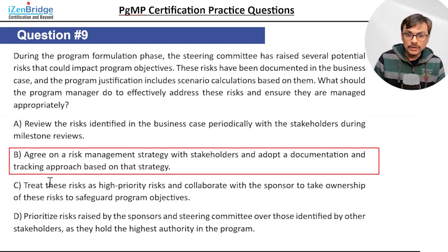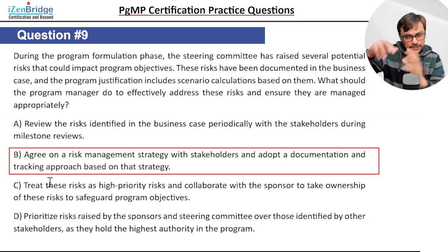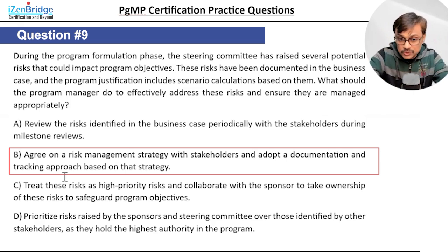Option B, agree on a risk management strategy with the stakeholders and adopt a documentation and tracking approach based on that strategy. Open-ended, great. So I will say, guys, let's have a risk management strategy, which we will put into our risk management plan. We are in a program formulation phase. We talk about program formulation, strategic alignment, risk management strategy. So that seems to be probably a great answer.